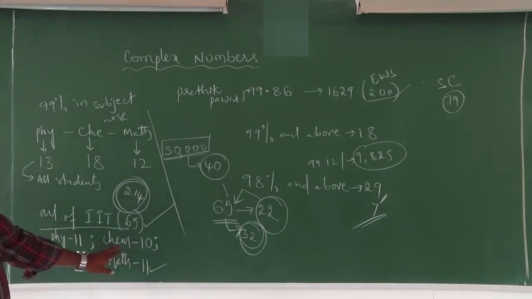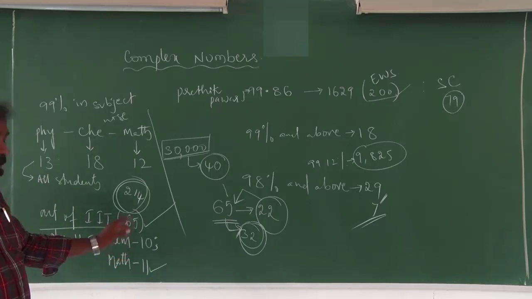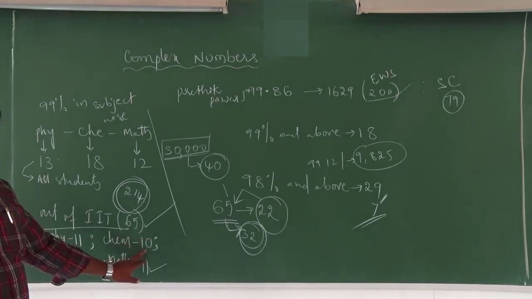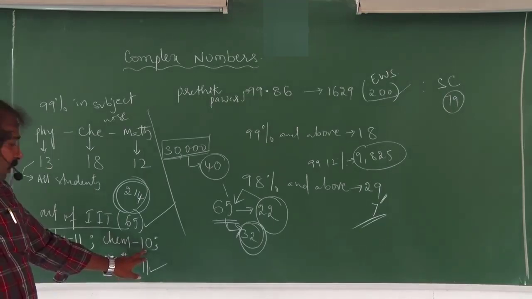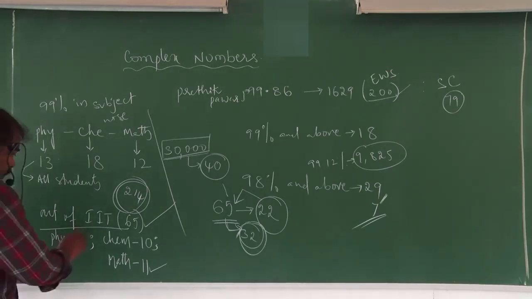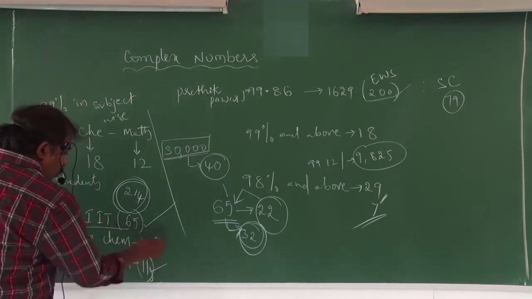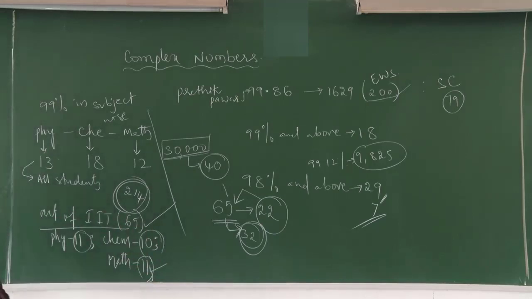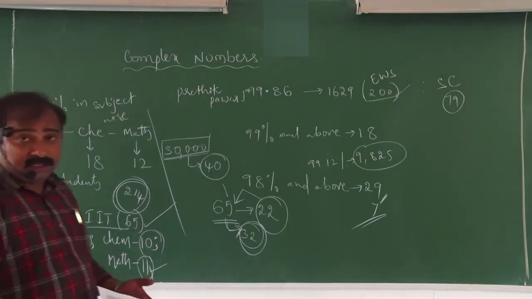And in chemistry, exclusively from the IIT section, there are 10 students who got 99 percentile and above, meaning 99.15 like that. In physics also there are 11 members. So these figures are almost all equal, only among IIT section students. One more analysis I did here.